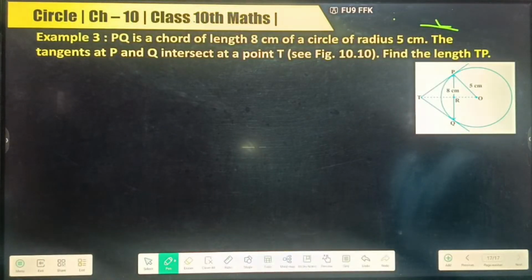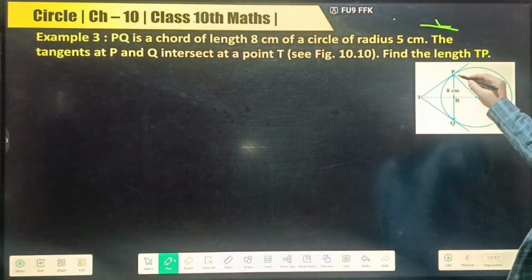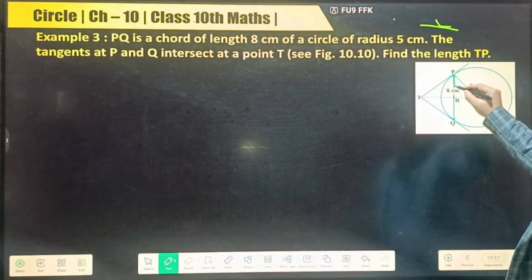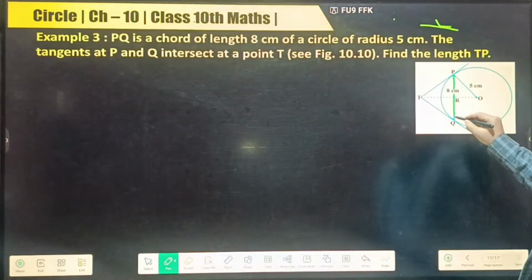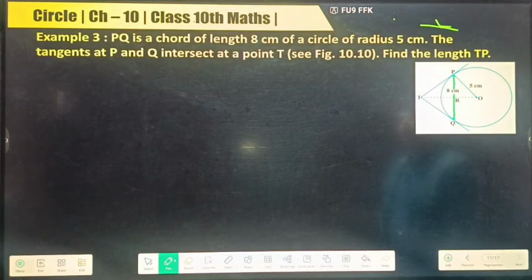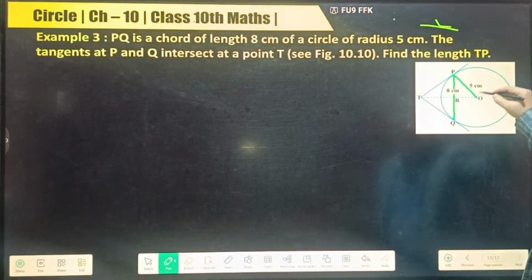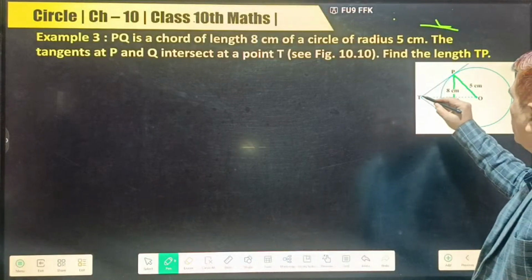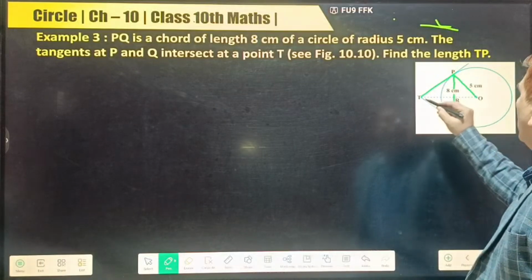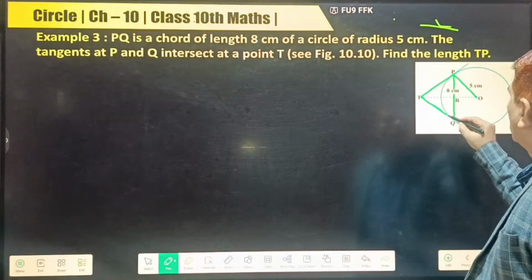I think one more given. PQ is a chord of length 8 centimeters of a circle. The radius of the circle is 5 centimeters. The tangent at point P, this is the tangent to the circle, and this one is also a tangent to the circle.